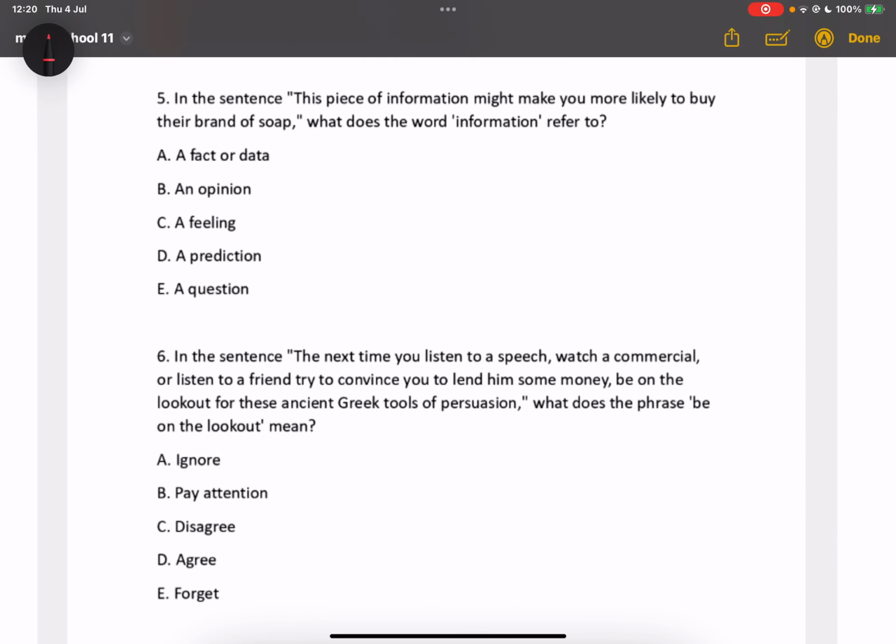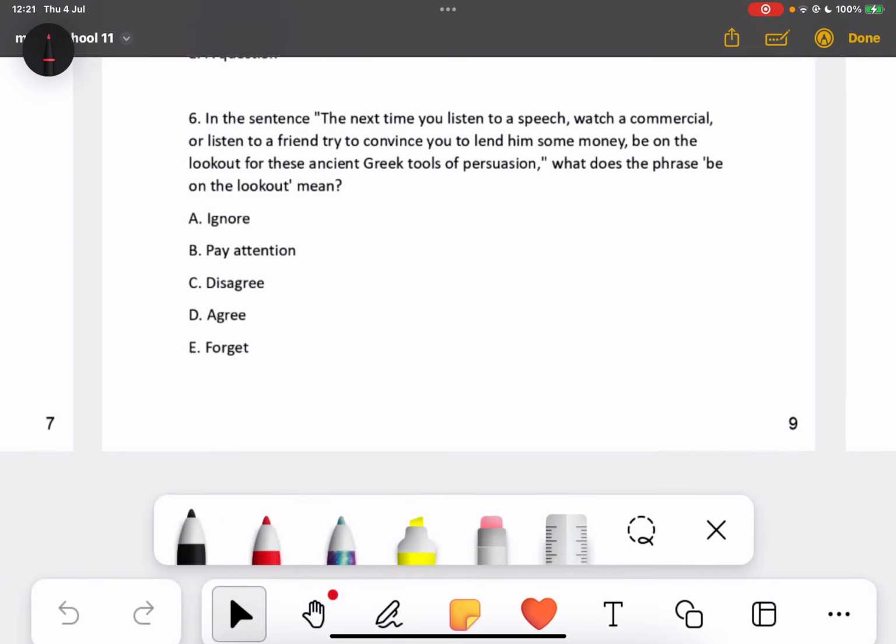Next is 5. So, in the sentence, this piece of information might make you more likely to buy their brand of soap, what does the word information refer to? So A, a fact or data. B, an opinion. C, a feeling. D, a prediction. E, a question. Well, this one, they were talking about how it kills 7 million bacteria. So that is a fact or data. Well, it's data. But yeah, it's a fact or data, which leaves us with A.